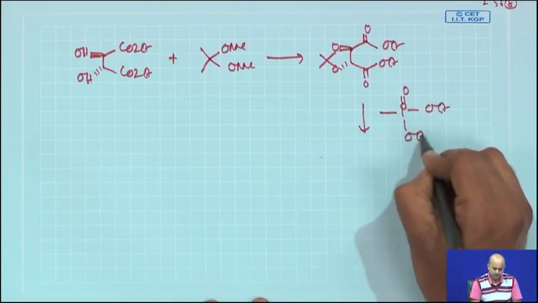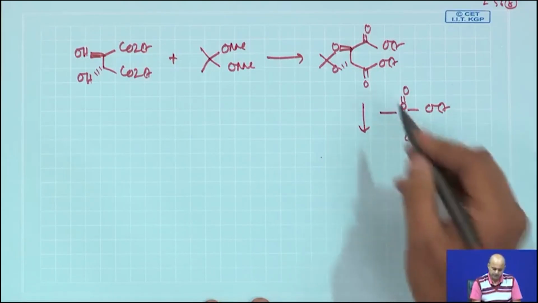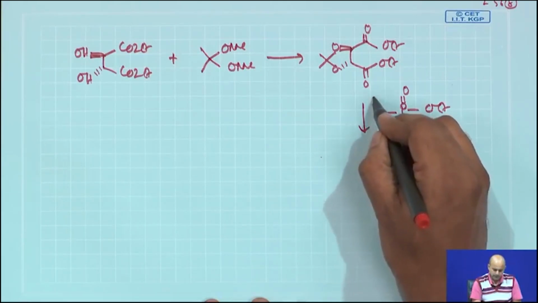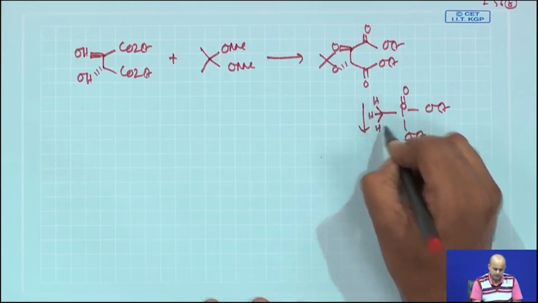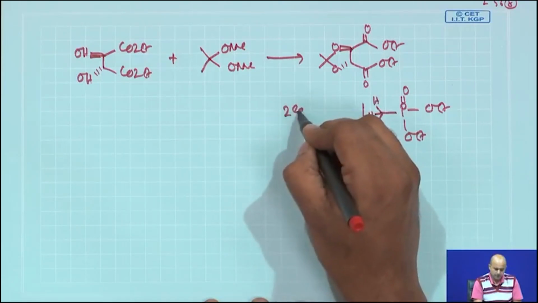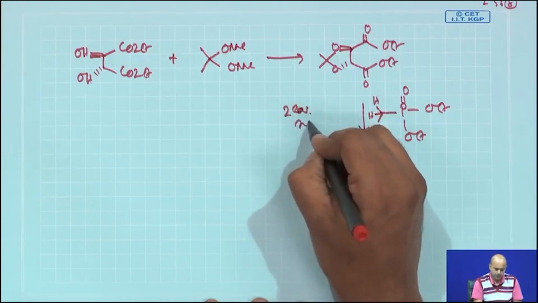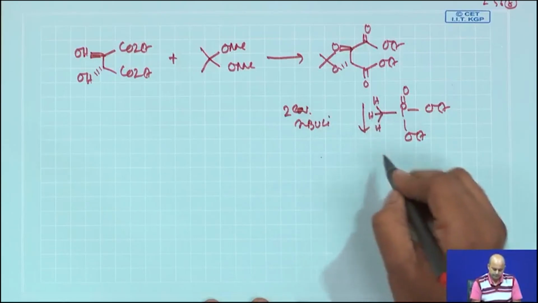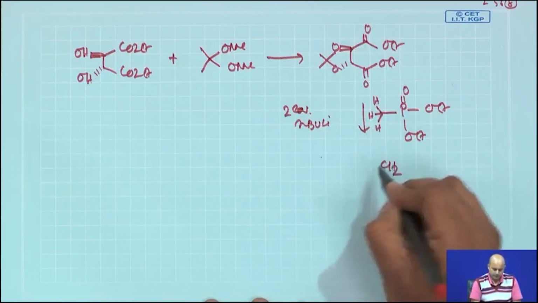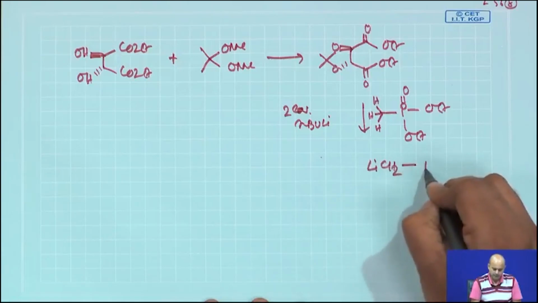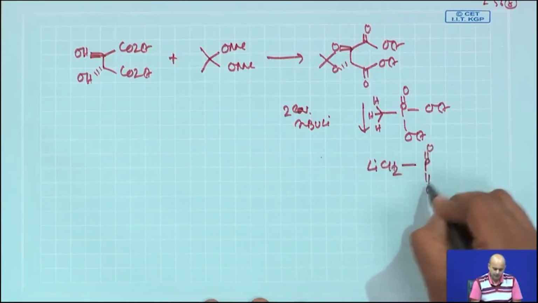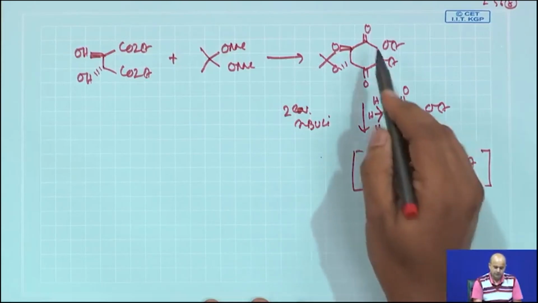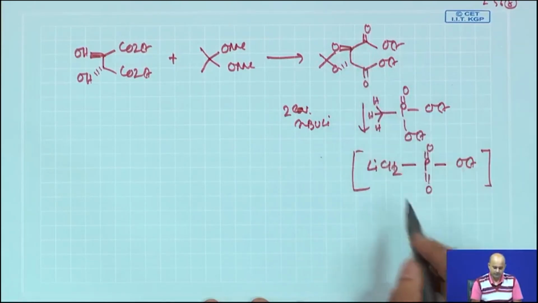Now, methyl phosphonates are commercially available, and you can easily make them. These hydrogens are extremely acidic. You can basically react with 2 equivalents of n-butyl lithium to generate the corresponding phosphonate anion, CH2Li, as a nucleophile, and react with this ester group of this tartrate.